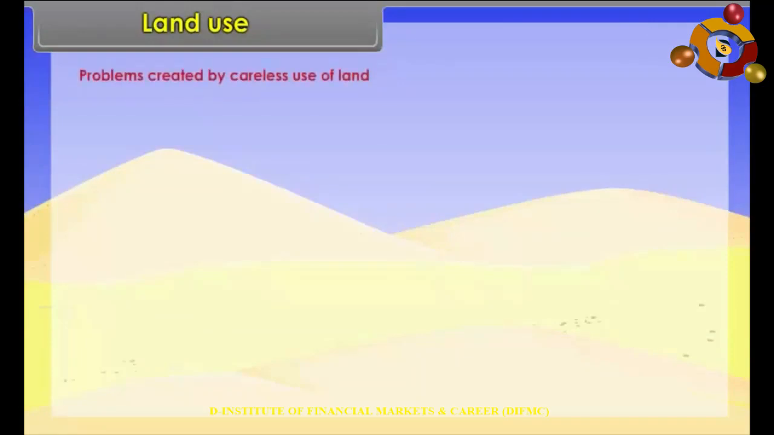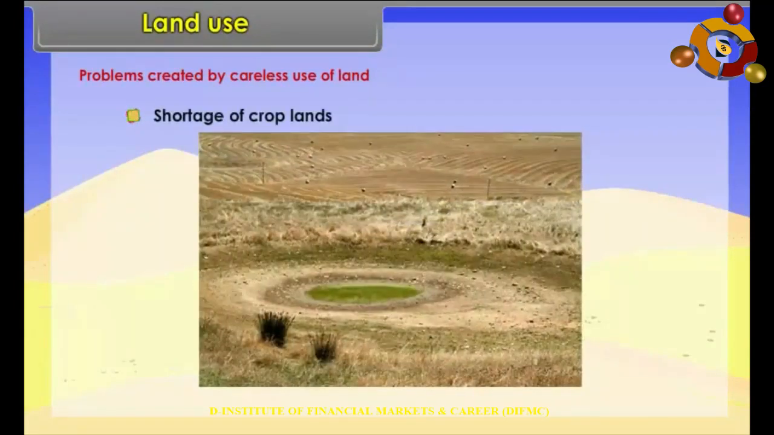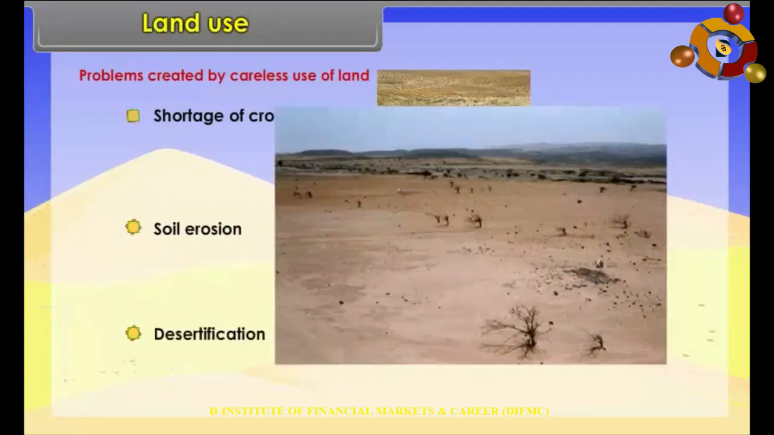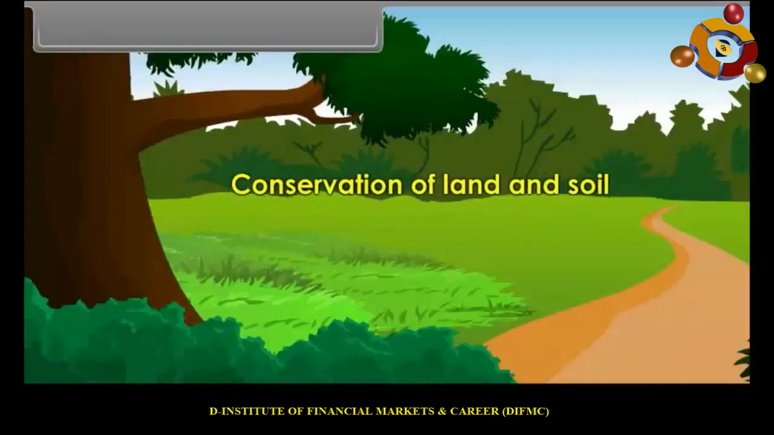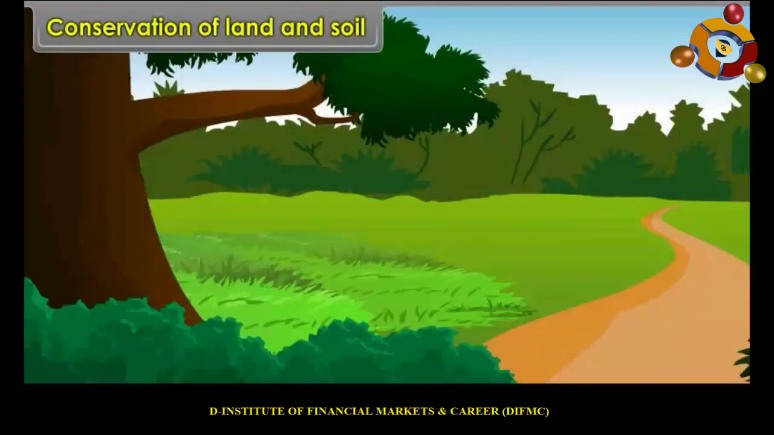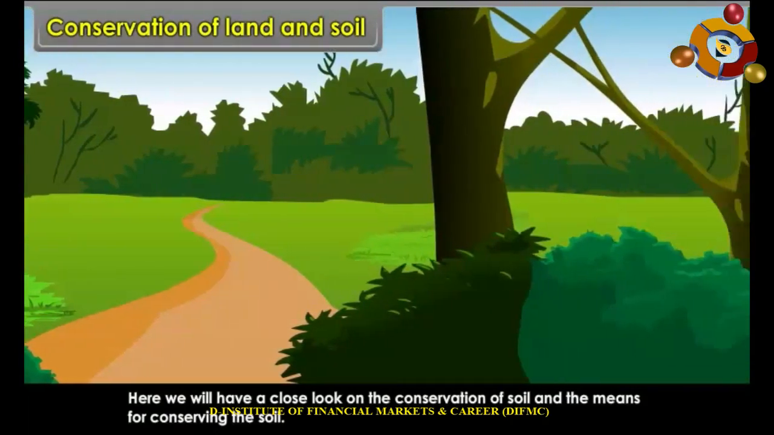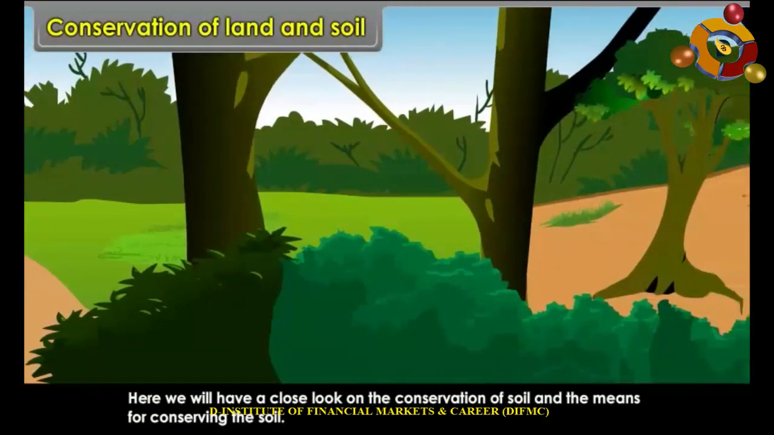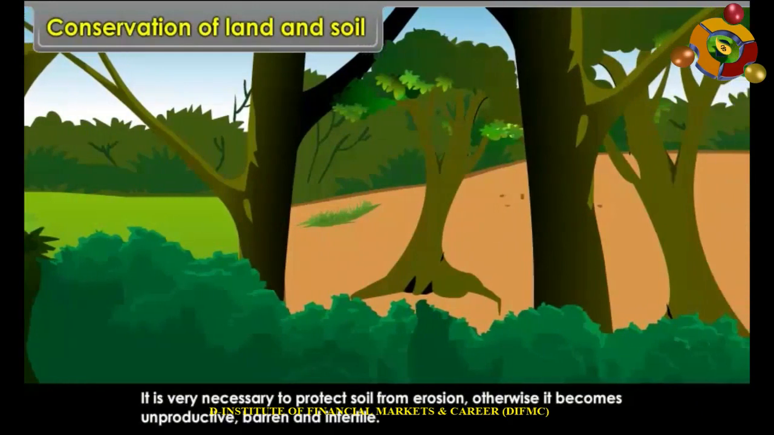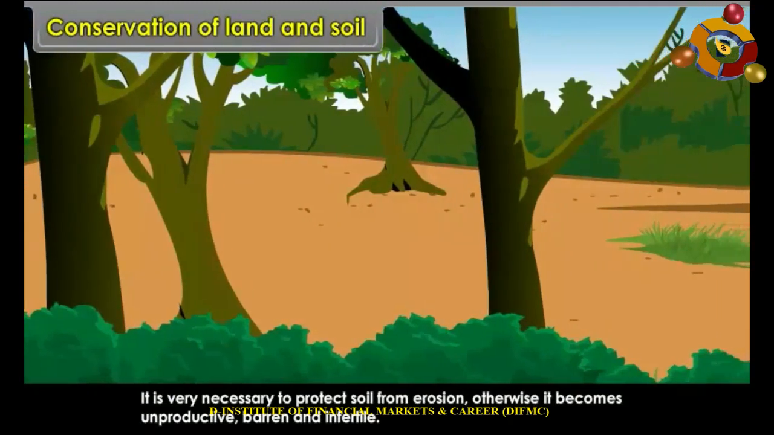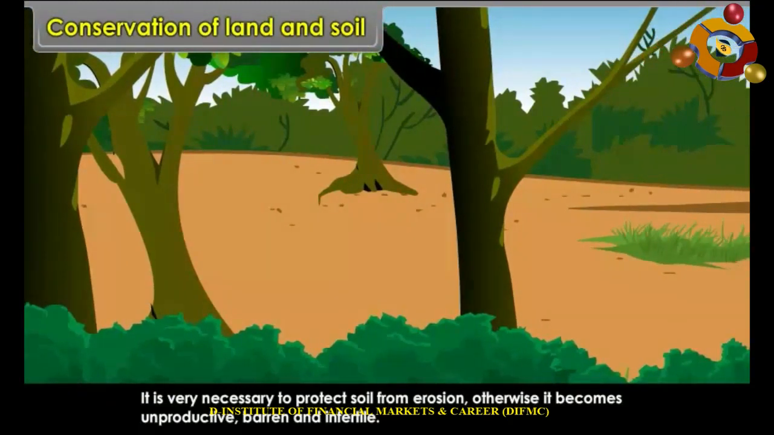Can you list certain serious problems that are created by careless use of land? Shortage of croplands, soil erosion, desertification. Conservation of land and soil. Here we will have a close look at the conservation of soil and the means for conserving the soil. It is very necessary to protect soil from erosion. Otherwise, it becomes unproductive, barren, and infertile.